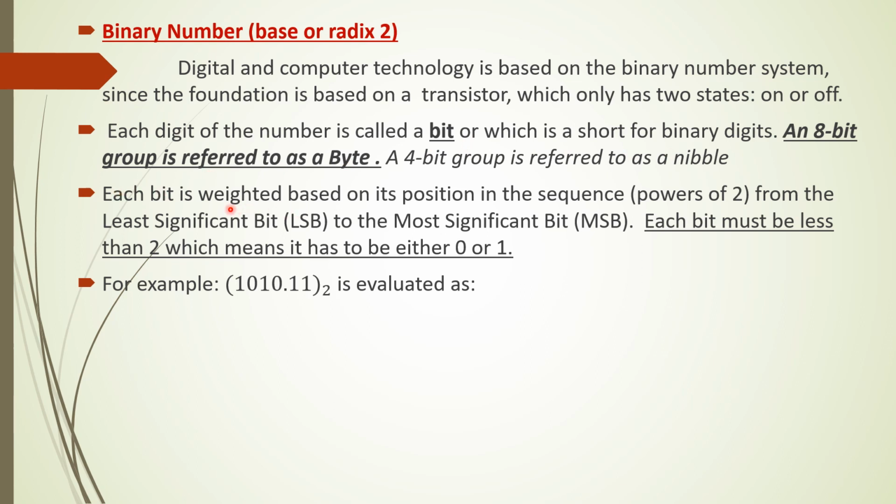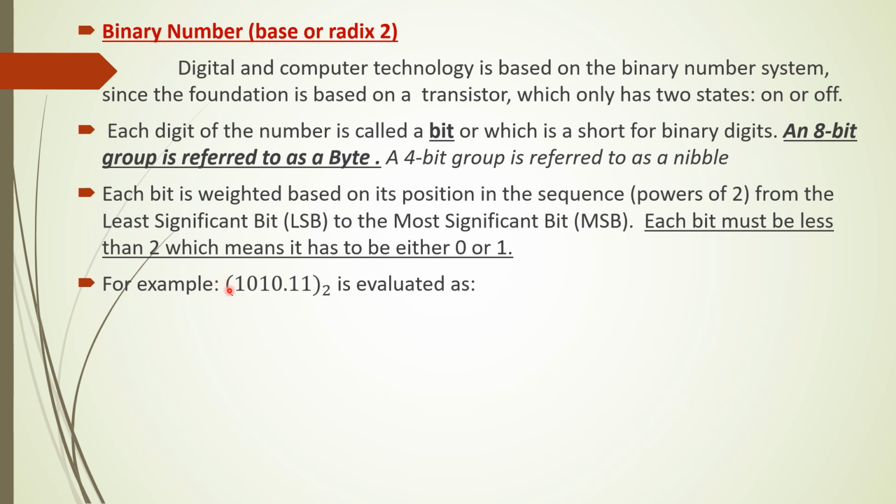Each bit is weighted. Again, this term is very important. Here we are using powers of 2 instead of powers of 10. In decimal, we are using powers of 10. Here we are using powers of 2. And the powers are moving from LSB to MSB. Each bit must be less than 2. Similarly, as in decimal each digit should be less than 10, here each digit should be less than 2, and there are only two numbers, 0 and 1.